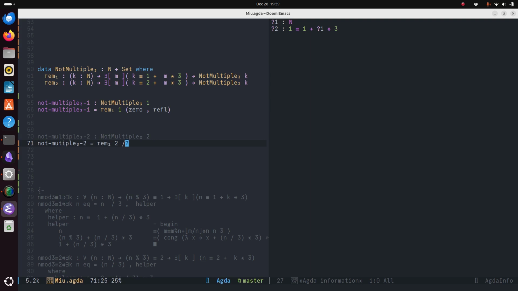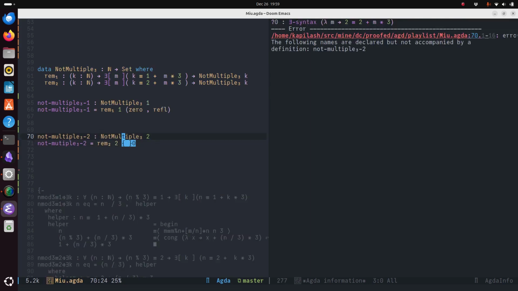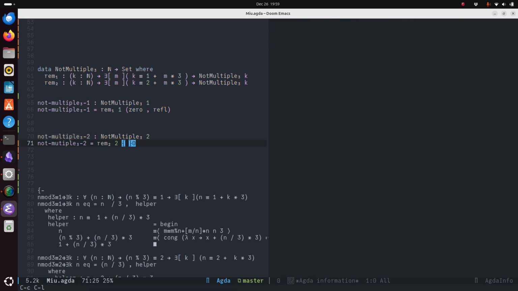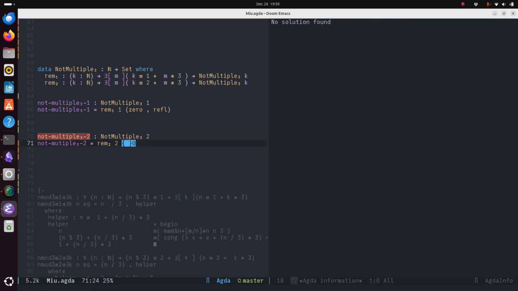Oh, I made a mistake somewhere. Multiple, yeah. Right. So we do Control-C, Control-R, then to refine it, and then auto will fill it up for us.